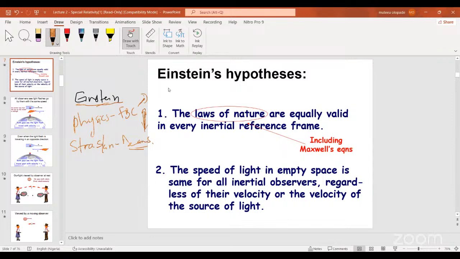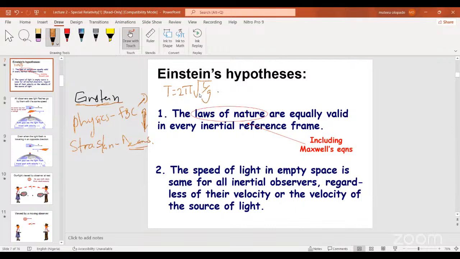And that's why, for the simple pendulum, you always have that T is equal to 2π square root of L divided by g. That's the standard formula to calculate the period of a simple pendulum. So the laws of physics are the same in all inertial frames of reference.